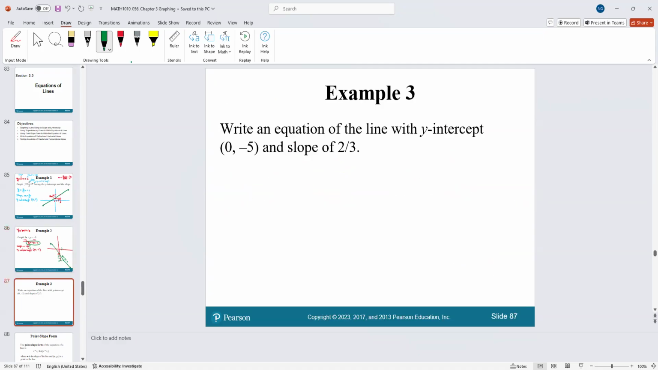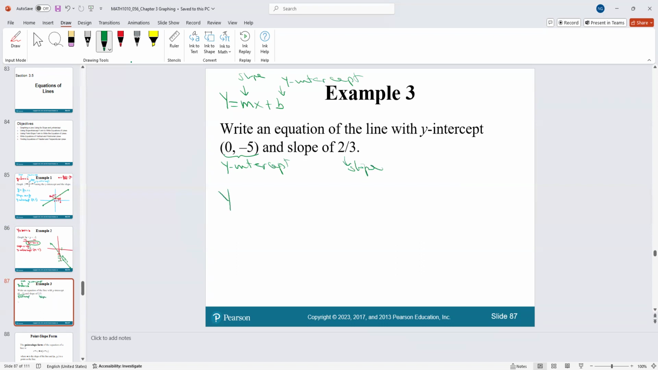Some other examples we can cover: for these examples, we would focus on using slope-intercept form to write equations of the line. So remember, the equation of the line is y equals mx plus b, where m is the slope and b is the y-intercept. So if I have this as my y-intercept here, and this is my slope.